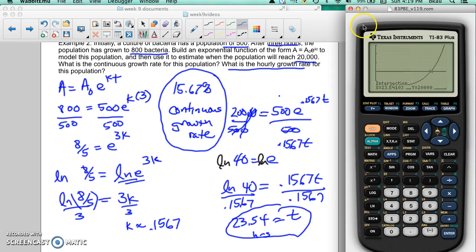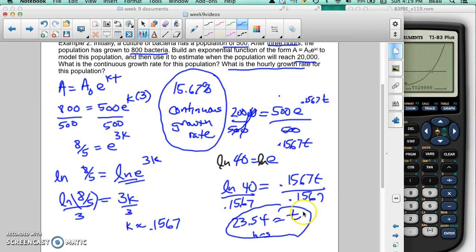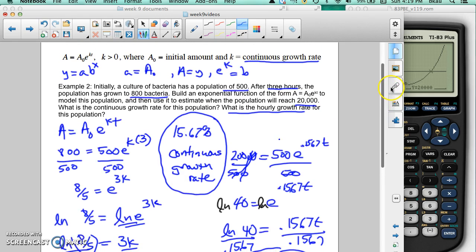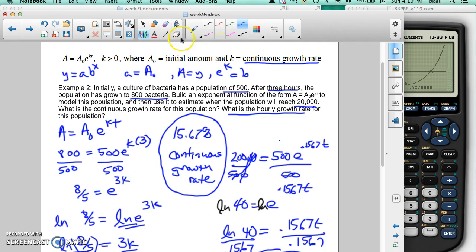Now, so we verified this. Now we need to answer the last question, what's the hourly growth rate? Now I think that we could do this by just using this part that I wrote up here. If I use this, and remember that b is equal to 1 plus the growth rate, then we can just use e to the k equals b and then rewrite it. So I think that that's what I'm going to do.